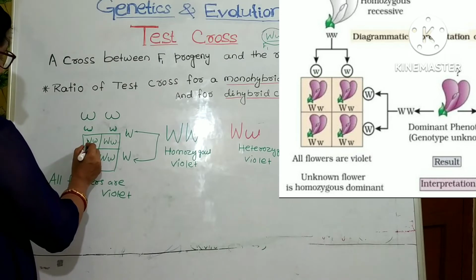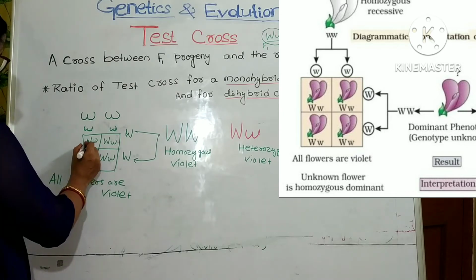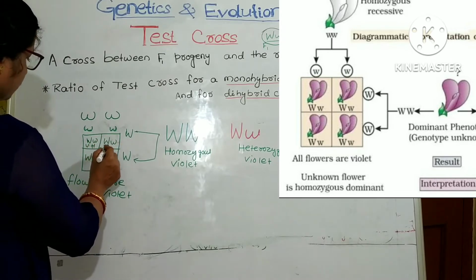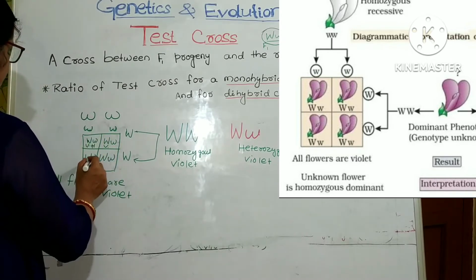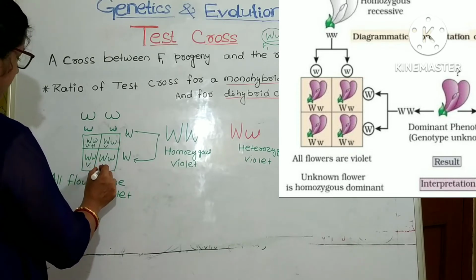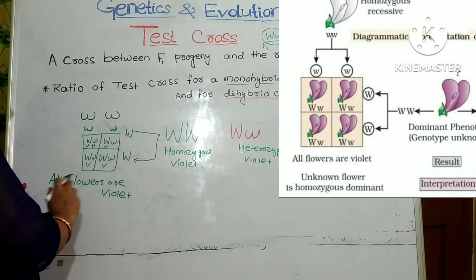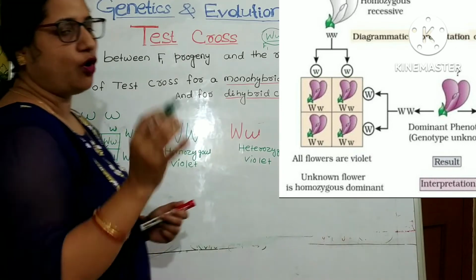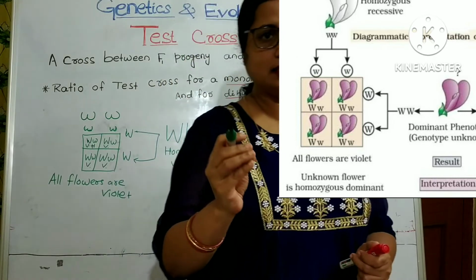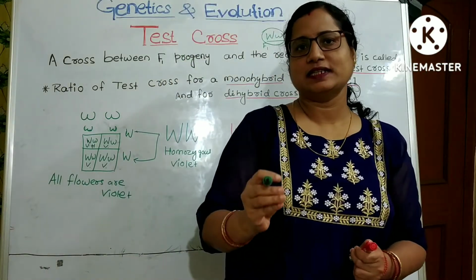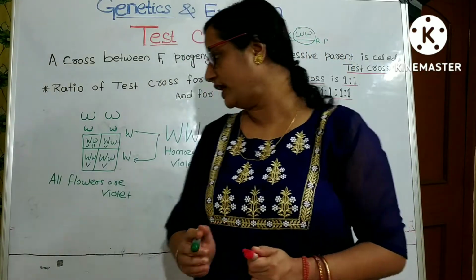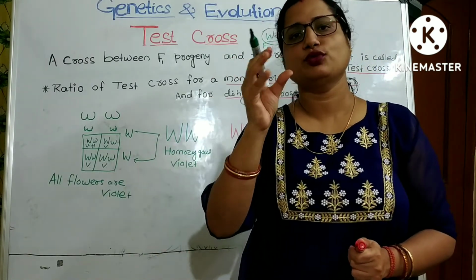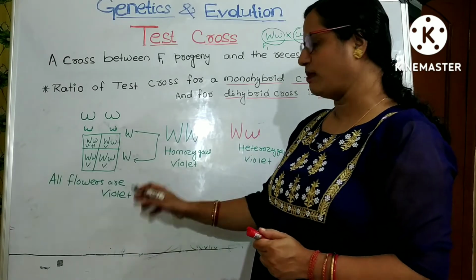We observe that all the flowers are violet. Capital W, small w, that is violet, but hybrid violet. Capital W, small w, also hybrid violet. So all flowers are violet. If the unknown genotype is present in a homozygous condition, then all flowers will be in the form of the dominant character, that is violet.